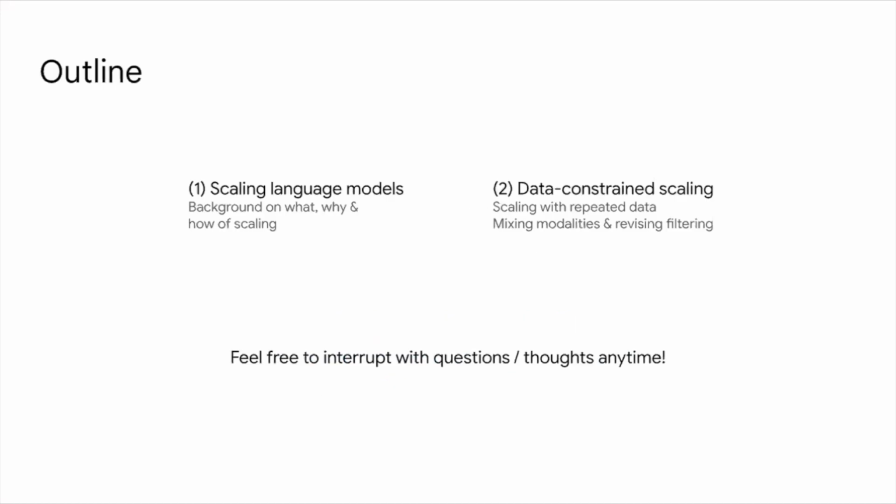I will start by looking at scaling language models more generally, a quick background on what is scaling, why are we scaling them, and how do we scale them. And then in the second part, we'll go into data constrained scaling, specifically how do we scale by repeating data, and can we mix modalities to further scale natural language and code. And then also revising existing filtering strategies to free up more data to keep on scaling. And feel free to jump in with any questions or thoughts throughout the talk.